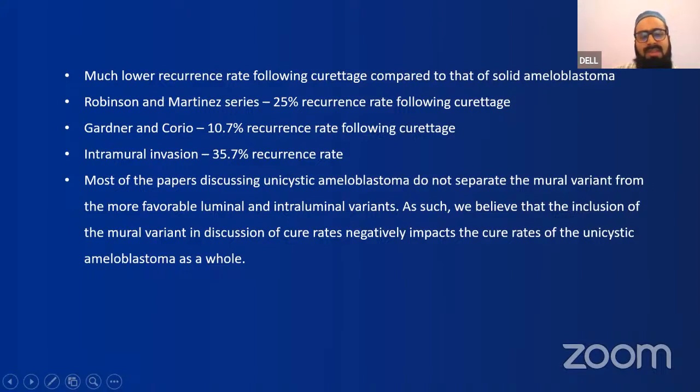The problem here is that most of the papers do not separate the mural variant from the less aggressive luminal or intraluminal variants. Because of the inclusion of the mural variant in the cure rates, it negatively impacts the cure rates and the recurrence rate. So prospective studies need to be done where these three are separately identified, differentiated and followed up.